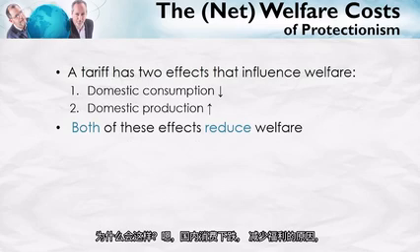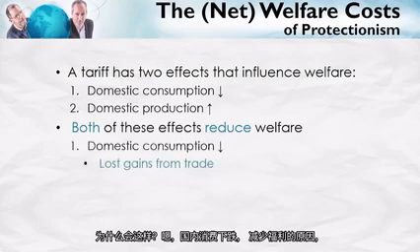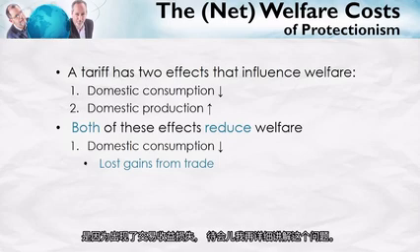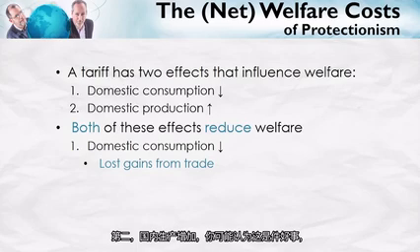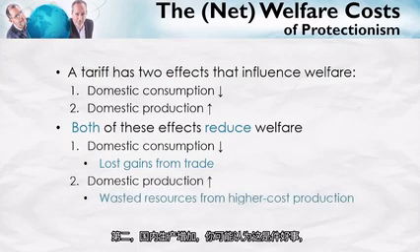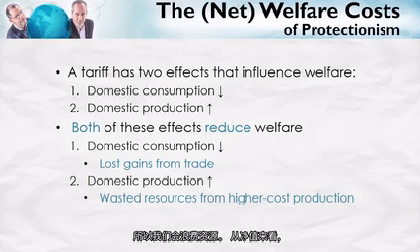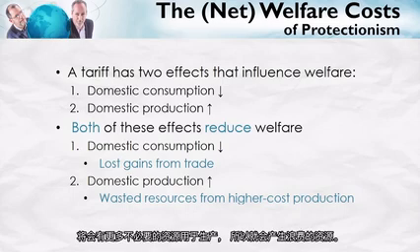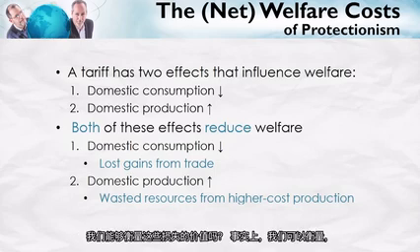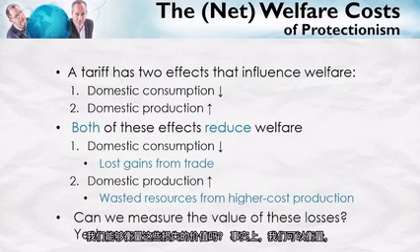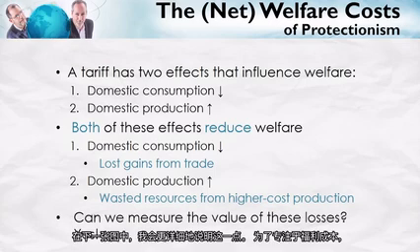Why is this? Well, domestic consumption falls. The reason that reduces welfare is because there are lost gains from trade. And I'll say more about that in a minute. Second, domestic production increases. You might think that's a good thing, except, however, we're going to have wasted resources because the domestic producers have higher costs than the world producers. So on a net level, there's going to be more resources going into production than are necessary. There's going to be wasted resources. Can we measure the value of these losses? In fact, we can, and I'll show that in the next slide in a little bit more detail.